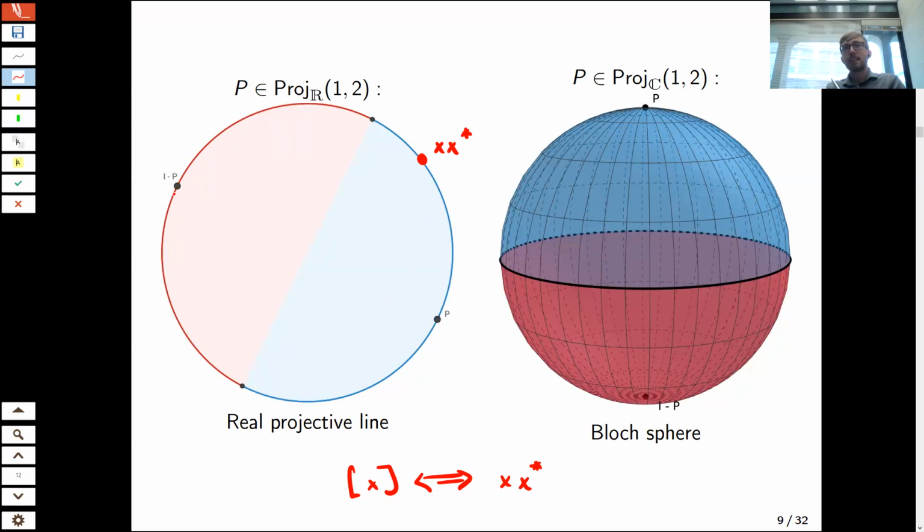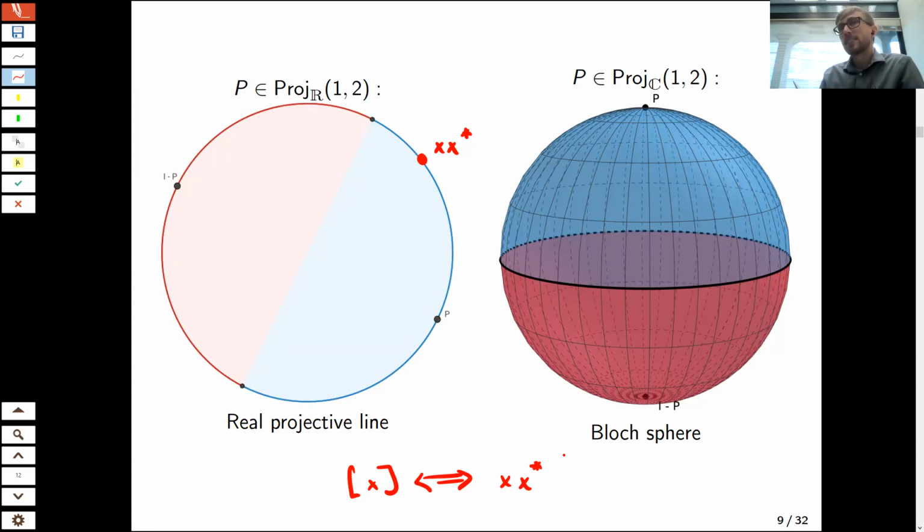And my question is asking, well, which of these two is xx* closest to? In other words, which semicircle is it in? And a different choice of P would get a different pair of semicircles.